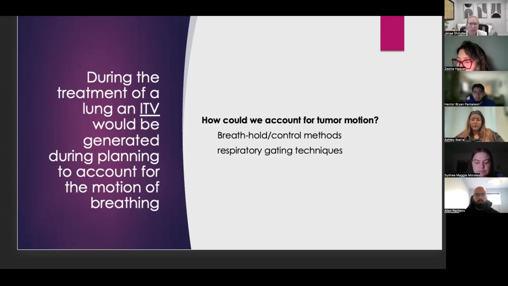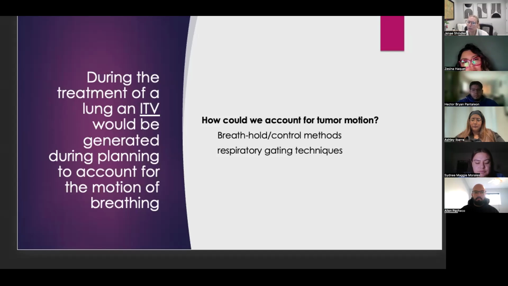During the treatment of a lung, an ITV would be generated during planning to account for motion and breathing. What are different ways that we can account for motion and what are different ways that we can control motion? So we can do breath hold control methods. If you're using a breath hold technique, that means that you're asking the patient to take in a breath and hold it. Or you're asking a patient to take in a breath, blow it all out, and hold it out. The patient is controlling what they're doing. We're gating the beam, so if they don't match it, it doesn't beam on, but the patient is controlling it.